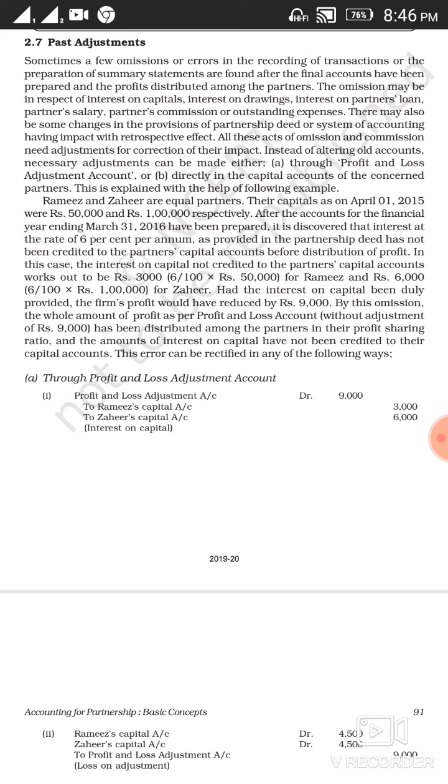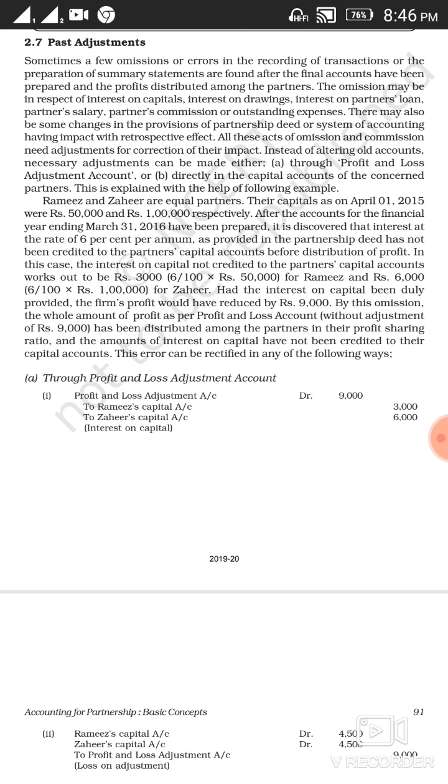So at that moment, the entry that would have been made is Ramesh capital account debit, Zahir capital account debit, to profit and loss adjustment account. As they are equal partners, this 9,000 would have been distributed among them equally, that is 4,500 and 4,500. So your entry will be Ramesh capital account debit 4,500, Zahir's capital account debit 4,500, to profit and loss adjustment account 9,000. So this is how this amount would have been debited to the partners' capital accounts.